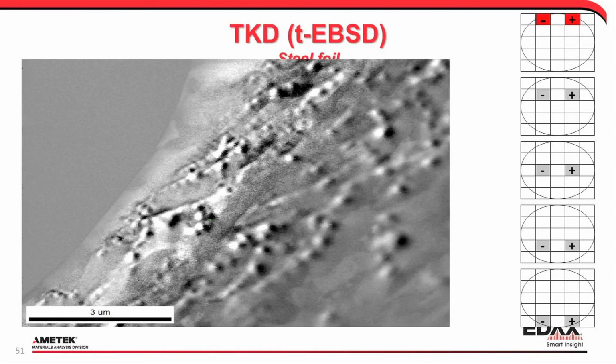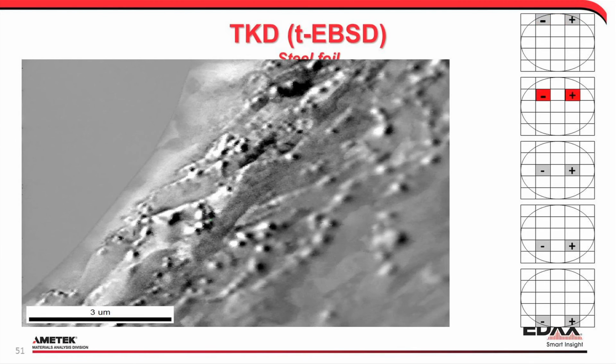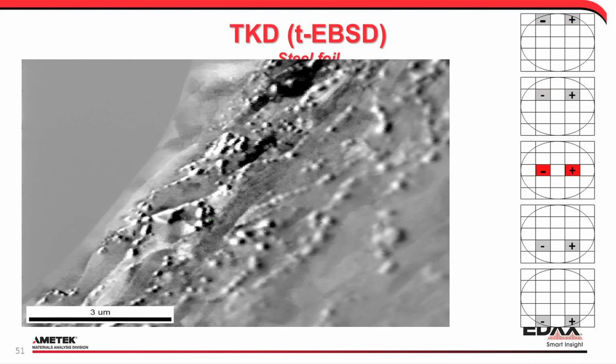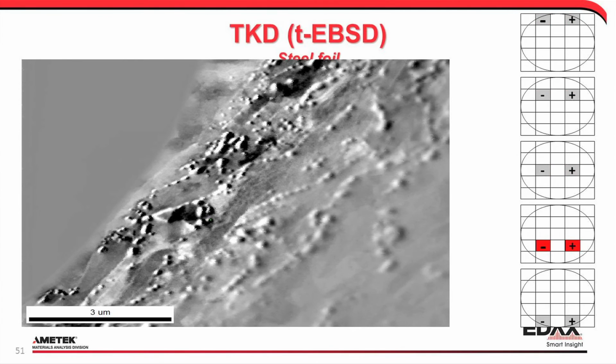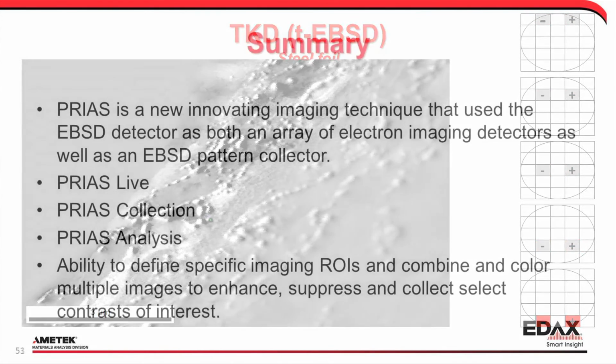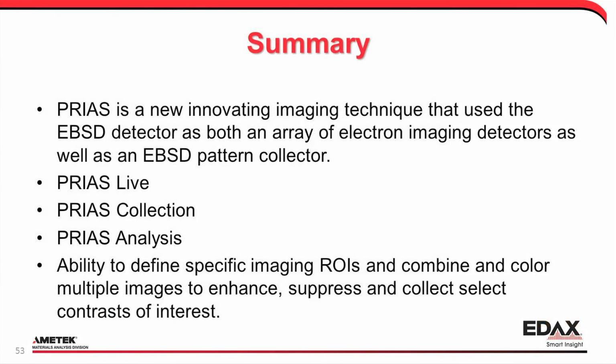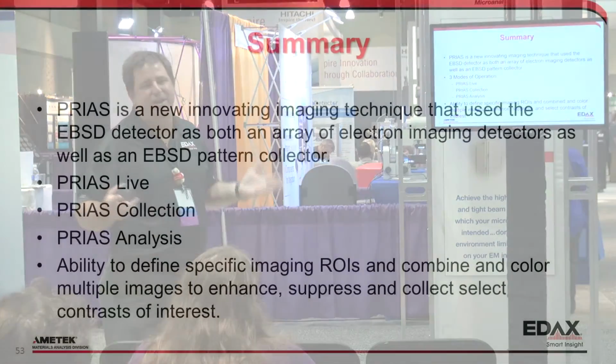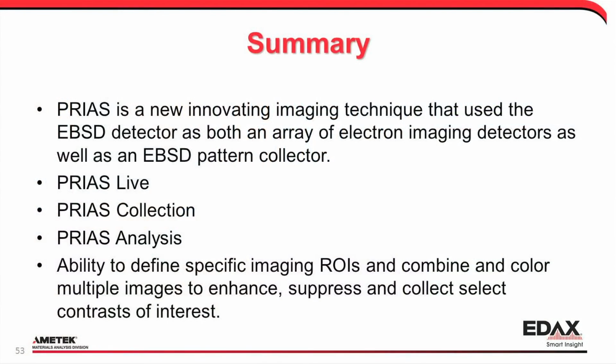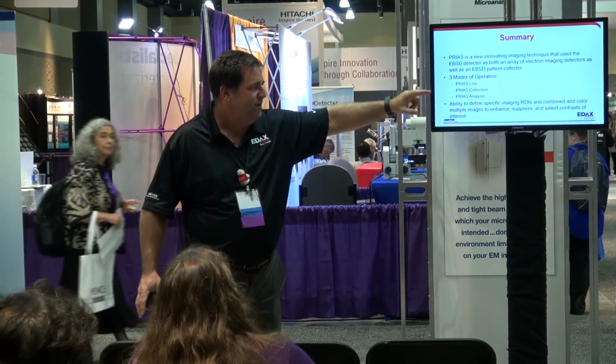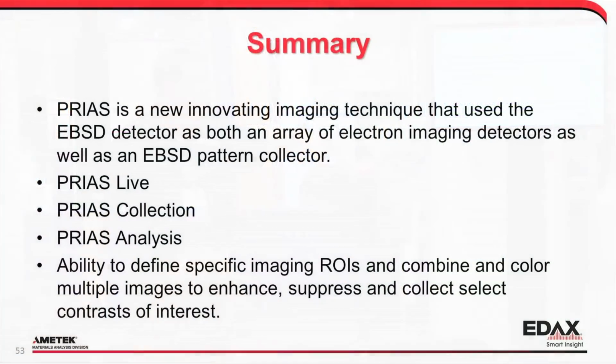This is just a little selection going through the foil, and it's almost like you're playing with contouring of how you click it, and you're seeing different areas where the contrast is highlighted. In summary, again, we call it a new imaging approach or technique, where we use the EBSD detector both as an EBSD detector as well as an imaging detector. Hence the hybrid. There are three modes of operation: PRIAS Live, which is imaging; PRIAS Collection, which is just happening behind the scenes; and PRIAS Analysis, based on saved patterns, where we can define specific ROIs, enhance, suppress, and isolate and select the contrast of interest, and correlate that with orientation data as well.